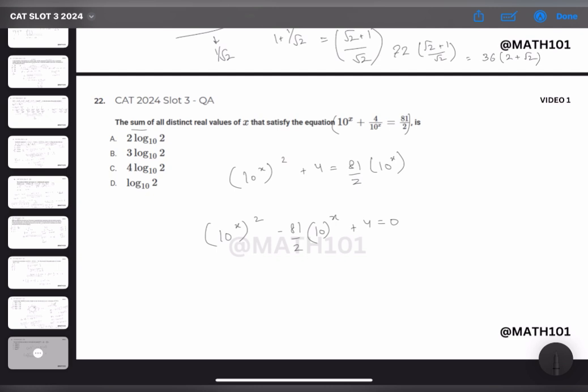We want to find the sum of all distinct values of x. So if x equals a and b satisfies this equation, we need to find a plus b. But we know that the product of the roots of this equation would be 10 to the power of a into 10 to the power of b. Because if a and b satisfy the equation, then the roots of the quadratic equation p square minus 81p by 2 plus 4 would be 10 to the power of a and 10 to the power of b.